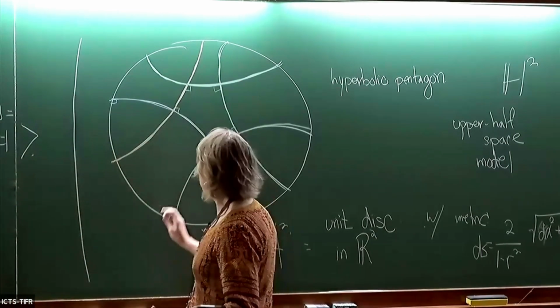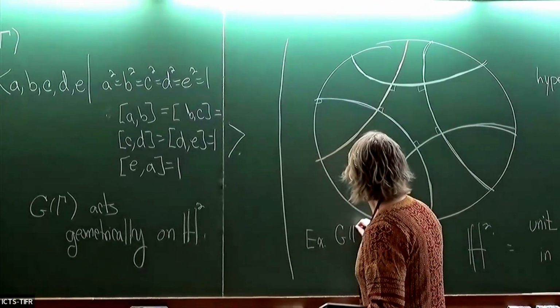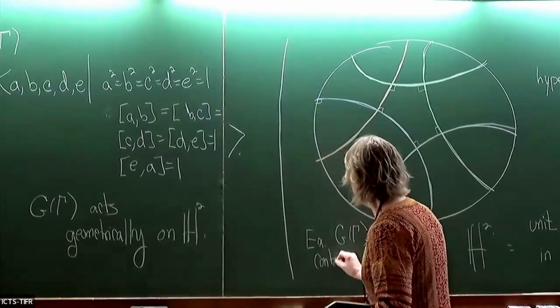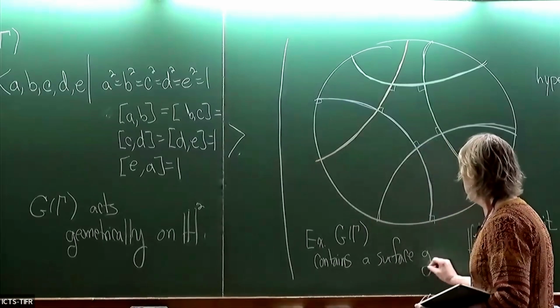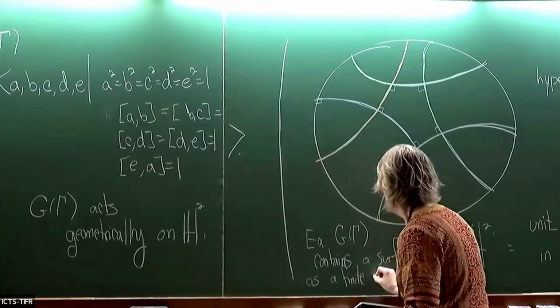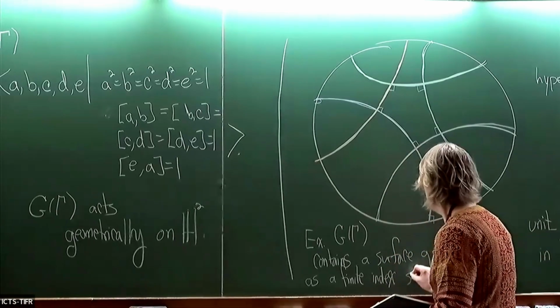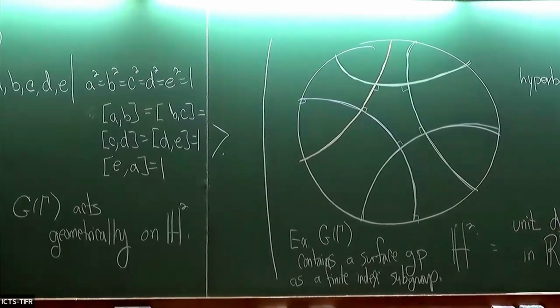As an exercise, you might want to show that G of gamma contains a surface group as a finite index subgroup. So the surface groups also act geometrically on H2. Any questions about that? Don't fall asleep. Okay, now what we're going to try to do is generalize the situation.